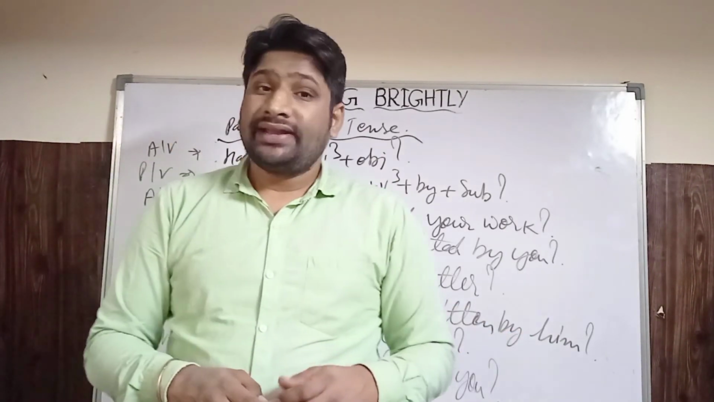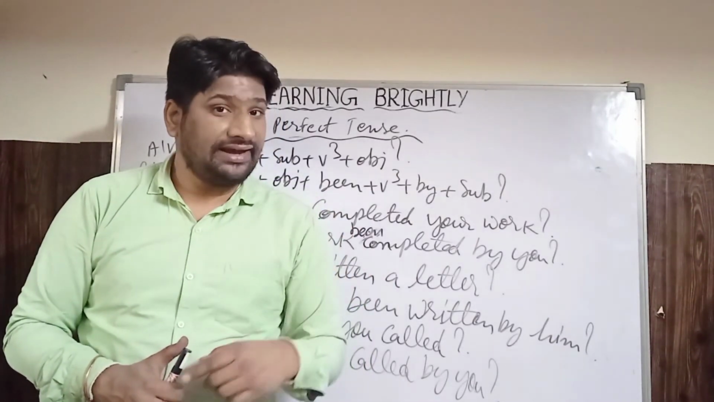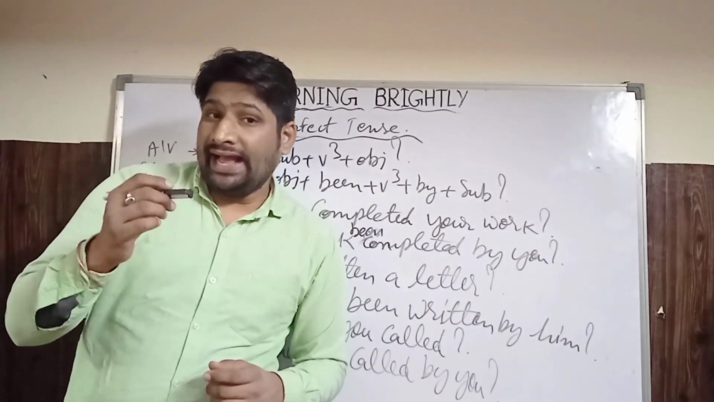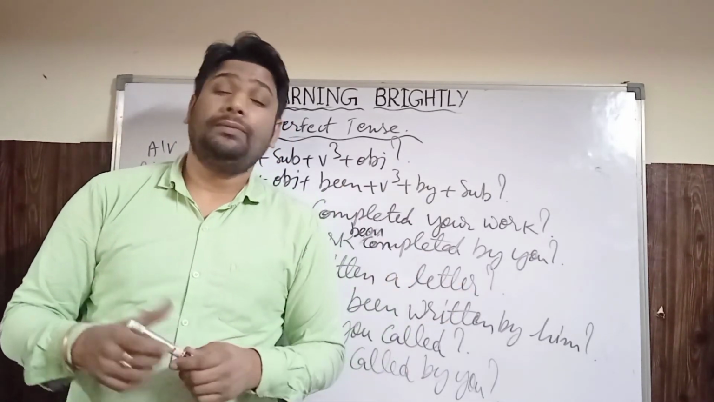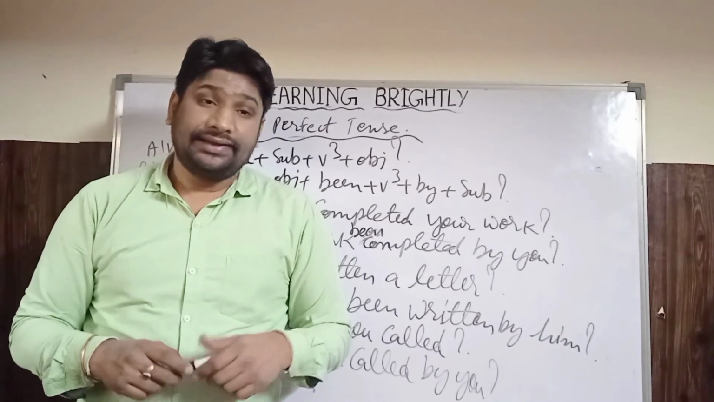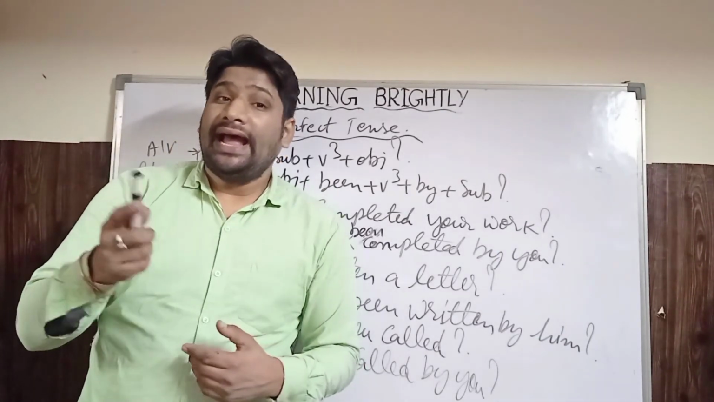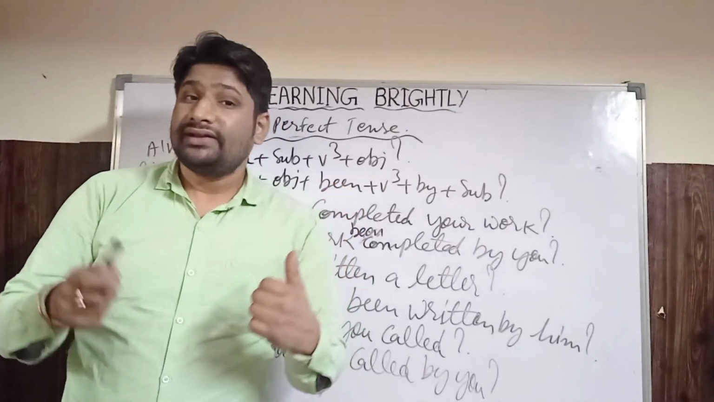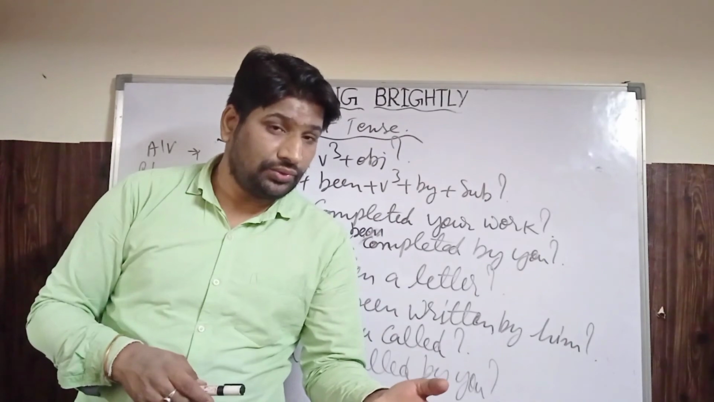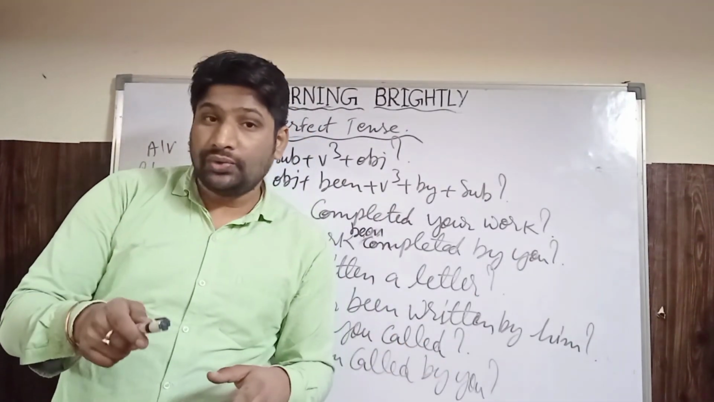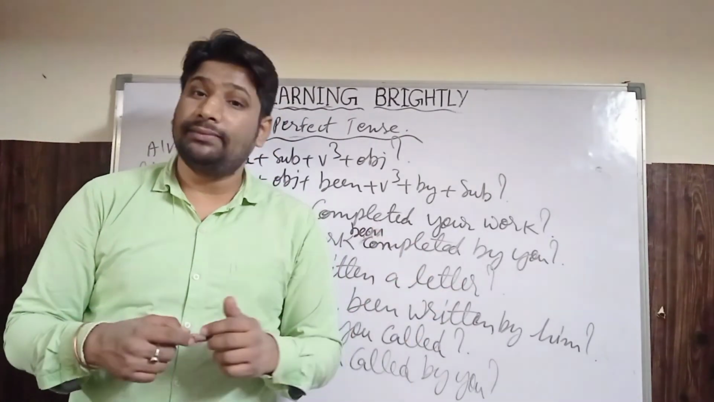In interrogative, had you done your work? Had your work been done by you? As we have done. Okay. Had you informed her? Had she been informed by you? And had they ignored you? Had you been ignored by them? Whom had you called? Who had been called by you? Or who had called you? By whom had you been called? So like this, you can make a number of sentences.